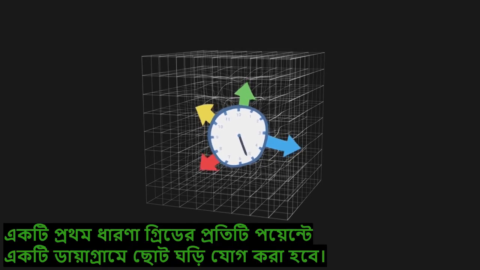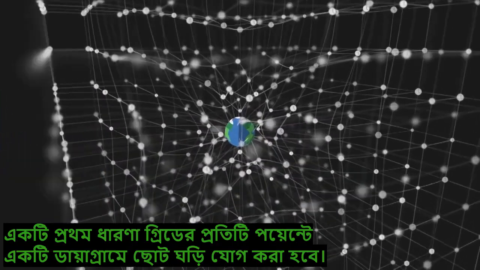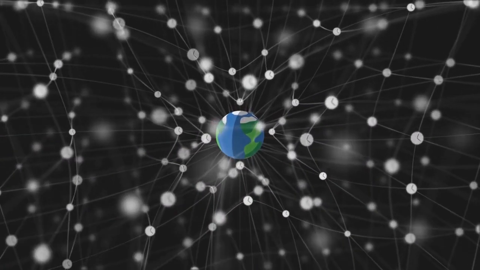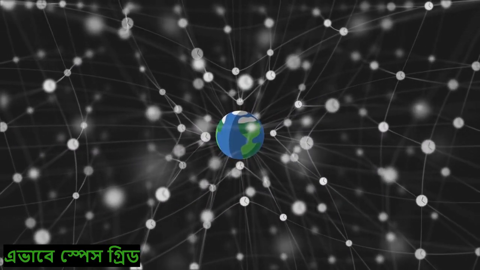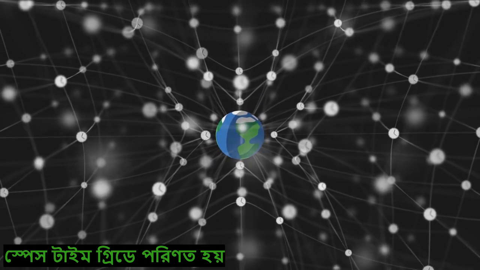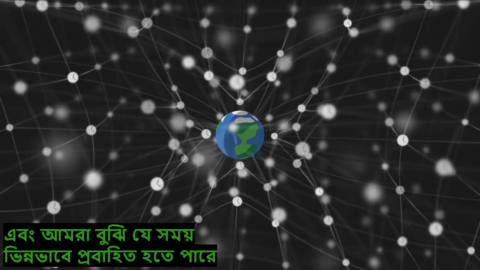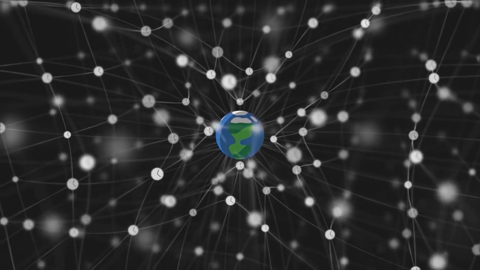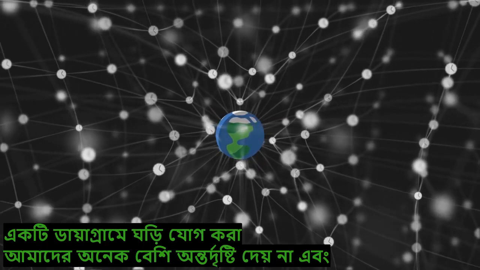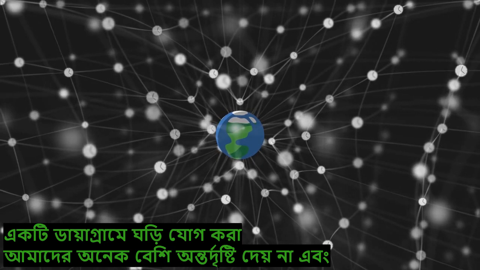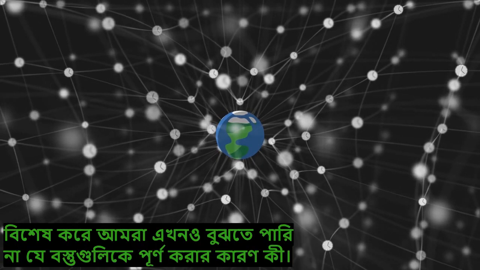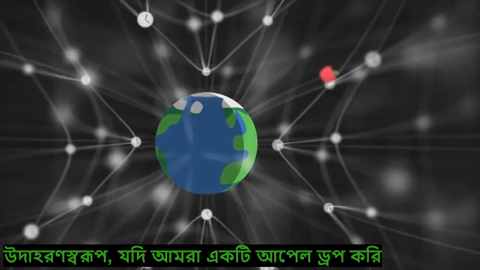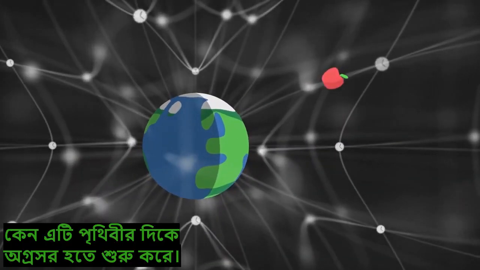A first idea would be to add small clocks to our diagram at each point of the grid. In this way, the space grid becomes a space-time grid, and we understand that time can flow differently depending on where we are. That being said, adding clocks to our diagram doesn't give us much more intuition, and in particular we still don't really understand what causes objects to fall. If we drop an apple, for example, why does it start to move towards the Earth?